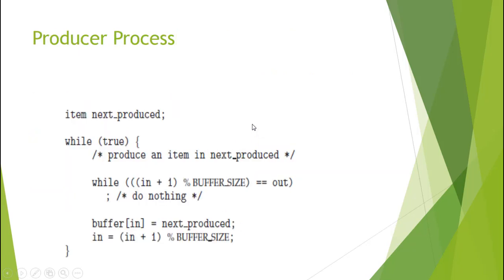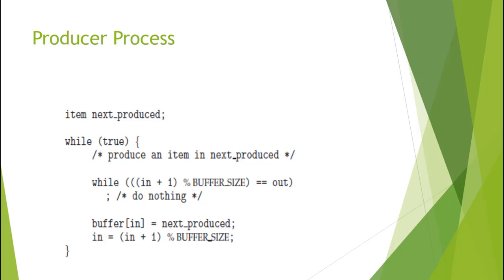Here, in order to store the item produced by the producer process, I have taken a variable called next produced. The data type of this item is the item data type, which is a structure we have defined in the shared memory. The task of this producer process is to always produce some item. So I have taken a true loop, that is an infinite loop, which will keep on executing in order to produce an item until an erroneous or stop condition has occurred.